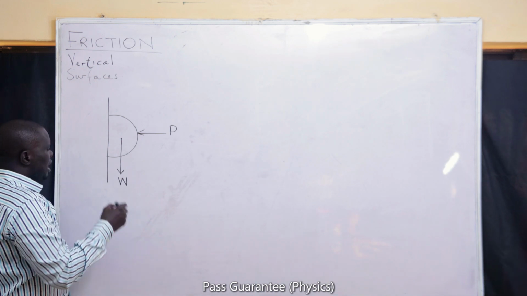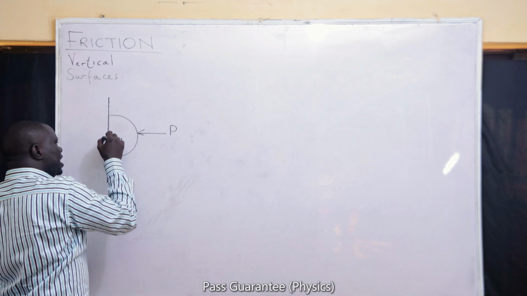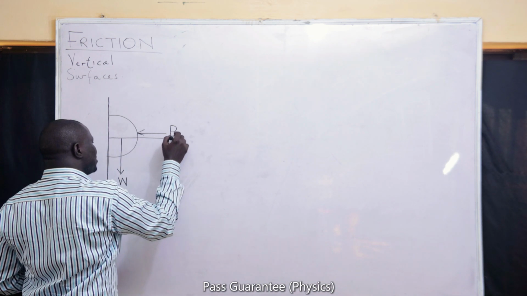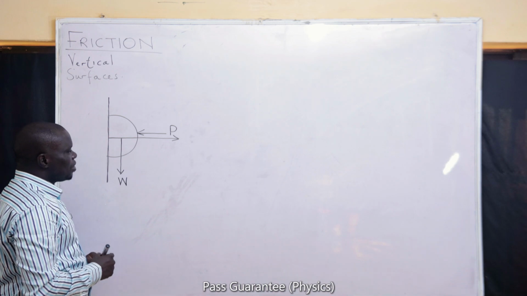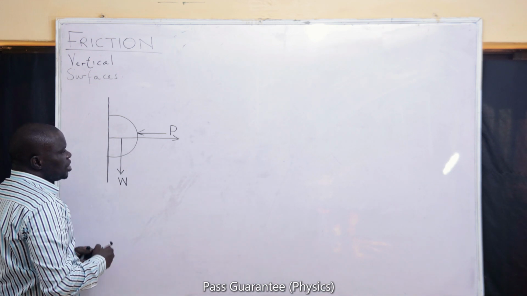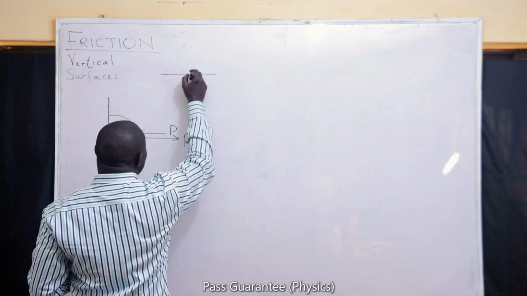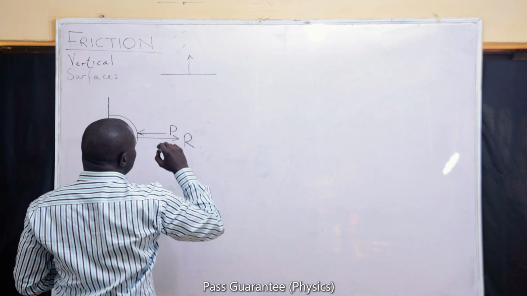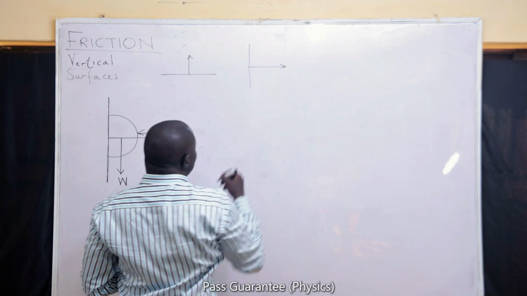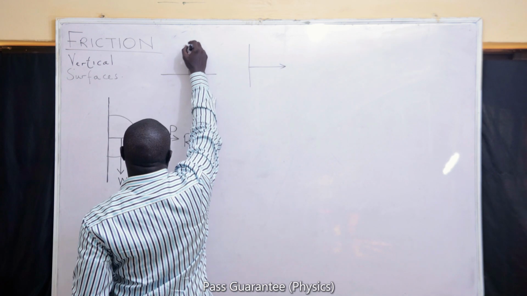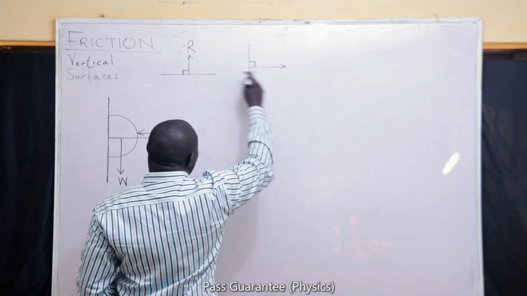Now, I told you, anytime you have a surface, there is a force that is acting perpendicularly outward from the surface. The name of that force is the normal reaction. I gave you normal reaction when we were talking about horizontal surfaces. Now I'm giving you normal reaction when we are talking about vertical surfaces. So normal reaction must have two properties. It must be perpendicular to the surface and it must be outward from that surface.